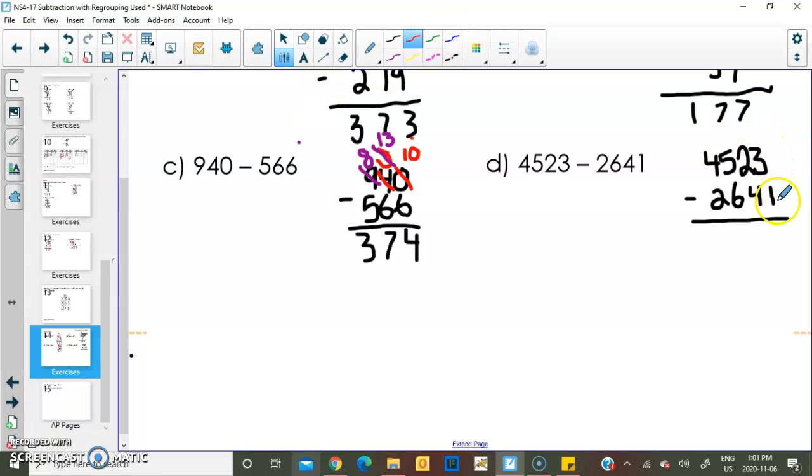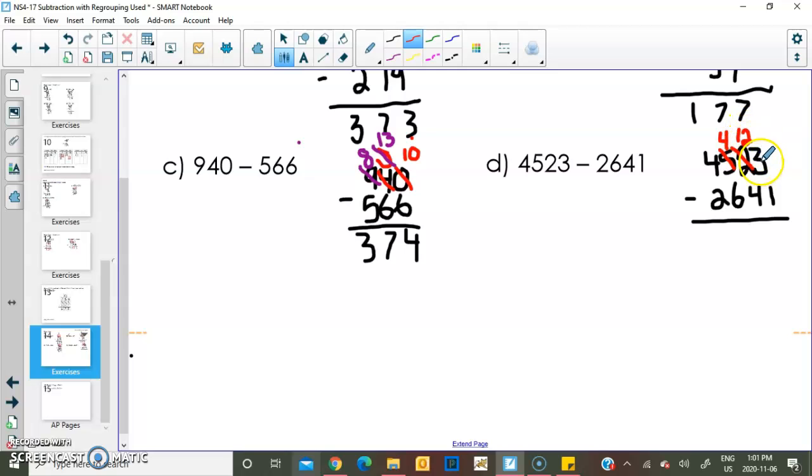All right, let's look at the ones. If I have 3 cookies, can I give 1 away? Yep, so that one doesn't need to be regrouped. If I have 2 cookies, can I give 4 away? No, that has to be regrouped. So we're going to regroup 1 hundred as 10 tens, okay? So this becomes a 4 because 5 minus 1 is 4. And then we're regrouping the 2. So we're giving 10 tens to the 2. So 10 tens plus 2 tens equals 12.